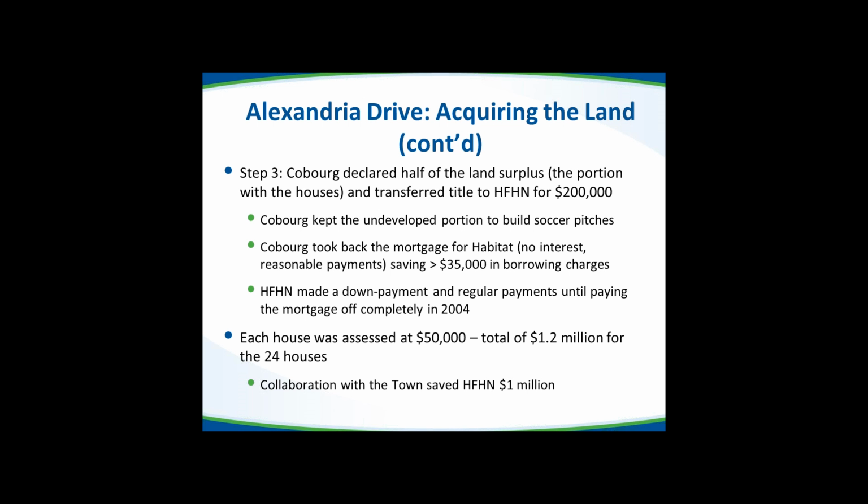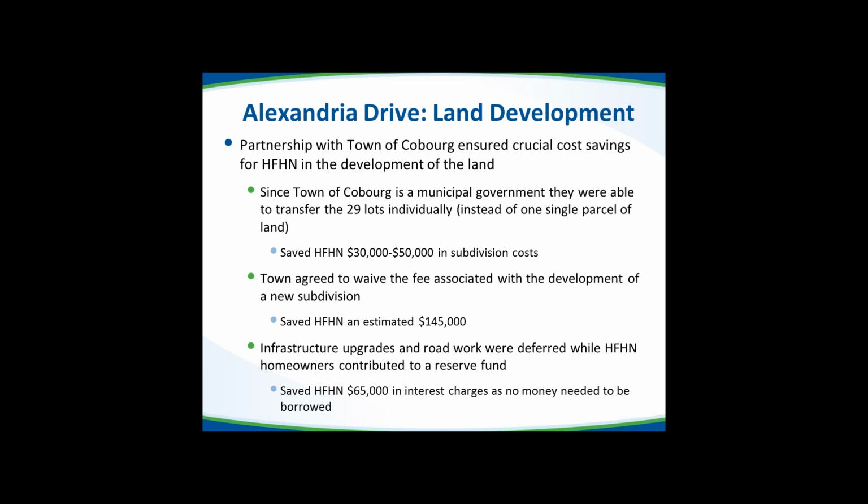So now Habitat had the 24 houses and the 5 vacant lots, so half of the original parcel of land, and each house was assessed at $50,000. So this is a total of $1.2 million for the 24 houses that were in existence. What we figure is if we'd had to pay fair market value and if we hadn't worked in collaboration with the town, we would have had to pay $1.2 million. So that collaboration allowed us to save $1 million in acquiring this project.